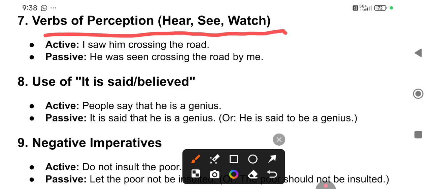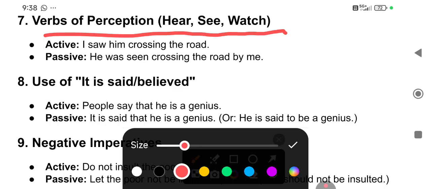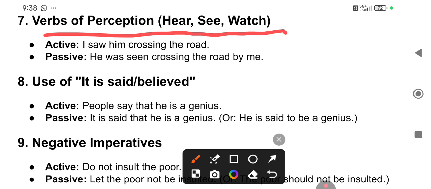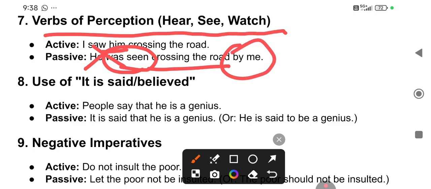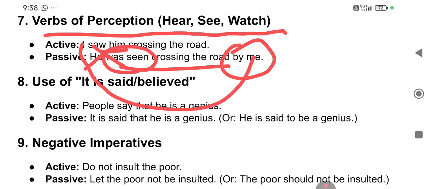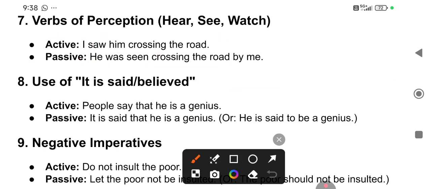Let us see. I saw him crossing the road. So the changes: first of all, him becomes he, saw means was seen. Very simple. And then crossing the road, by me, comes at last. I becomes me. Simple, very simple. The same rule we are following.